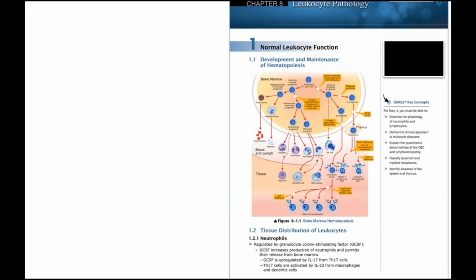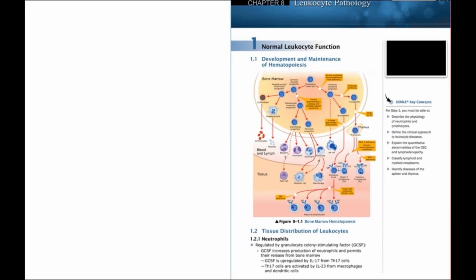As always, when we start a new subject, we have to have in our mind the normal physiologic and biochemical pathways upon which we're going to build our understanding of normal function and disease. Figure 8-1.1 is one of those fundamental physiologic cellular development pathways we have to have in our brain. In this we see hematopoiesis refers to all the cells made in bone marrow.